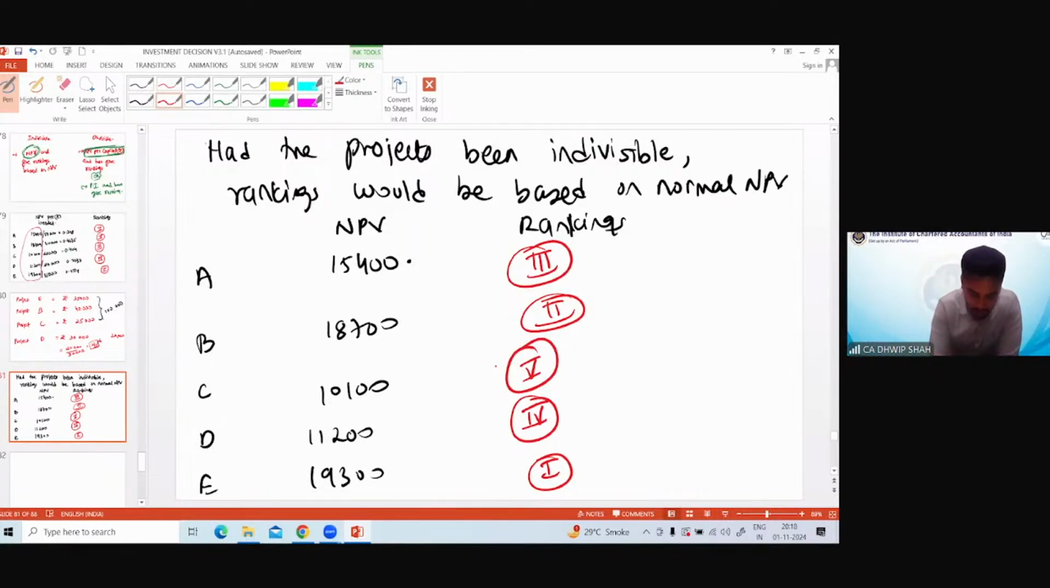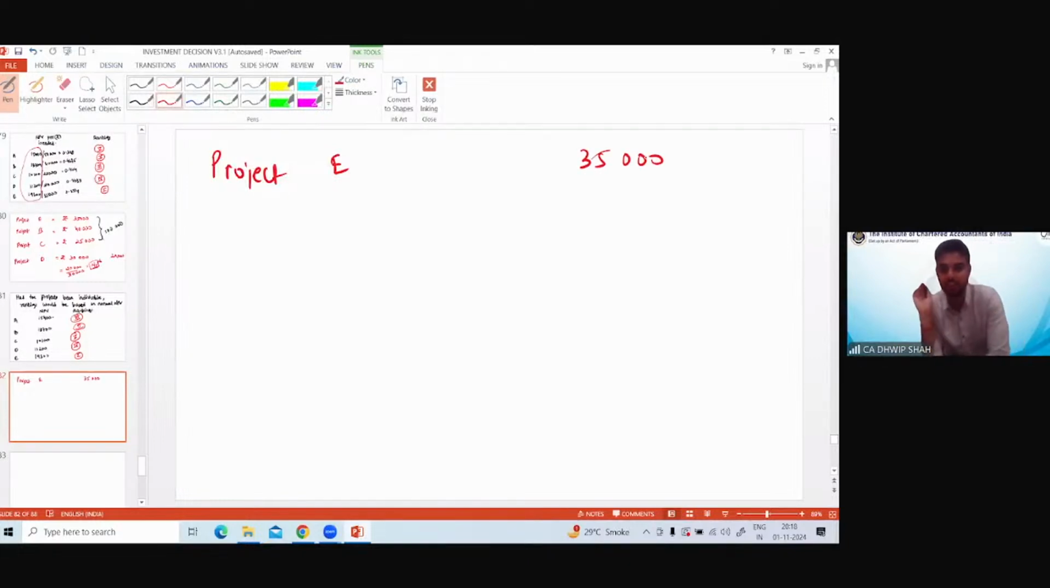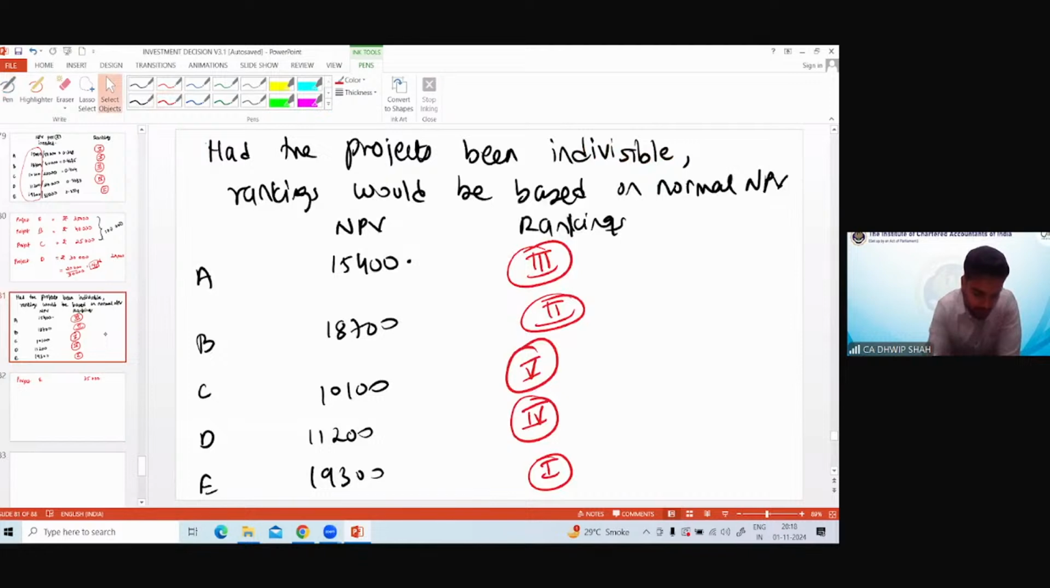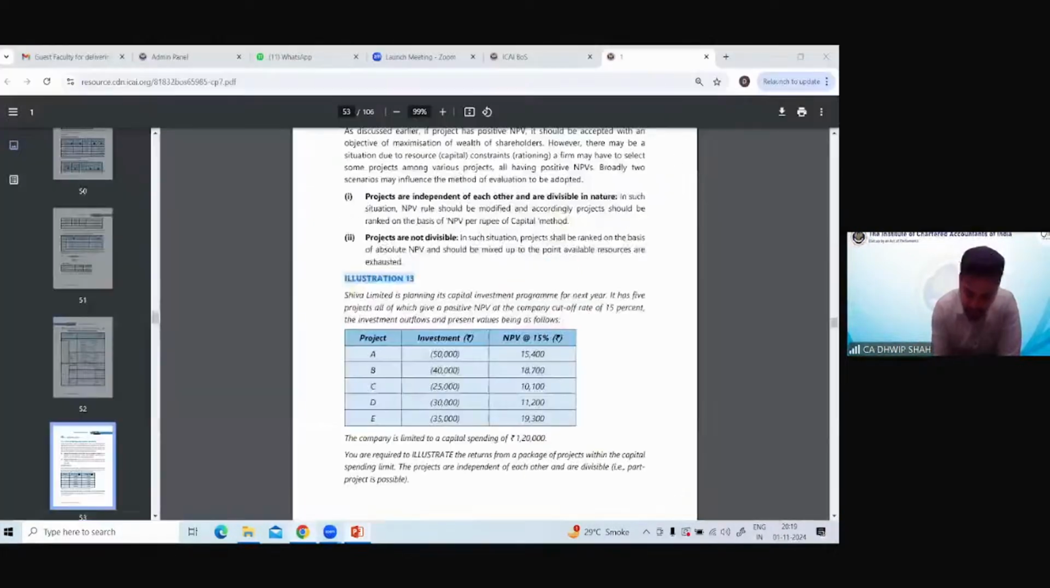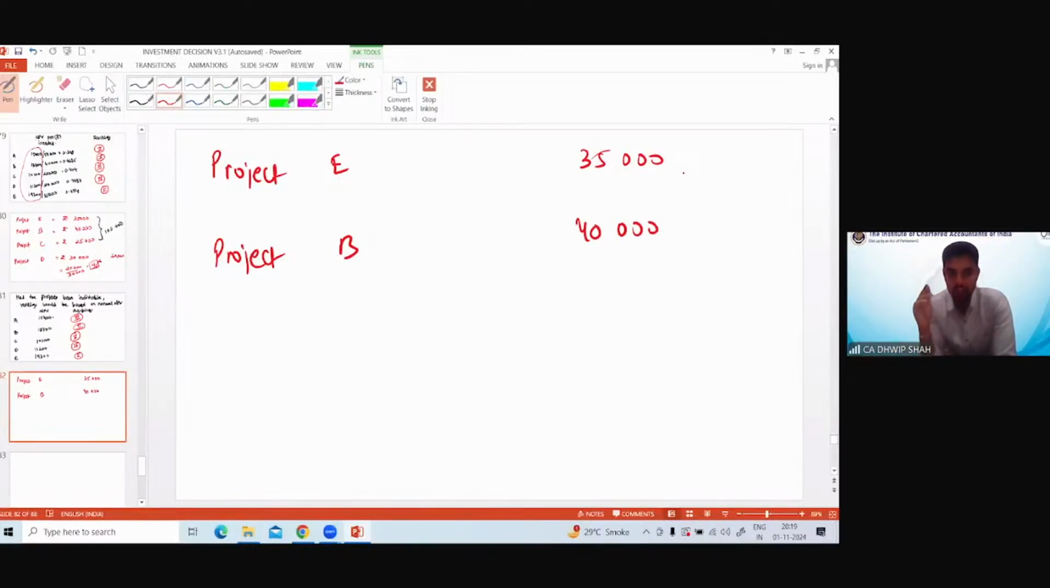So now let's calculate which projects to be taken. Project E is given ranking 1. How much investment is required for project E? 35,000. Okay, I can take entire project E. I have sufficient funds of 120. Then second rank is project B. Can I take entire project B as well, of 40,000? I have sufficient funds. Project B, 40,000. So till now I have utilized 75,000 of 1,20,000 available to me.